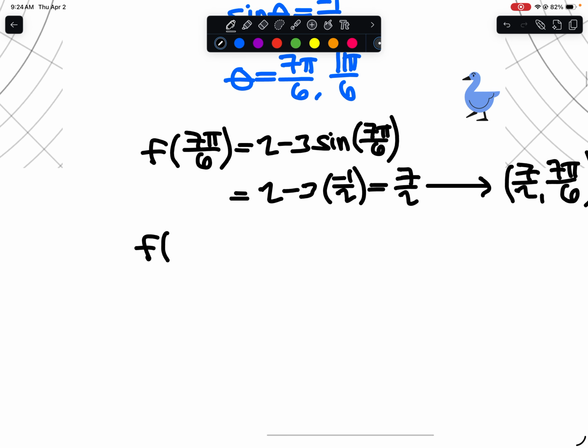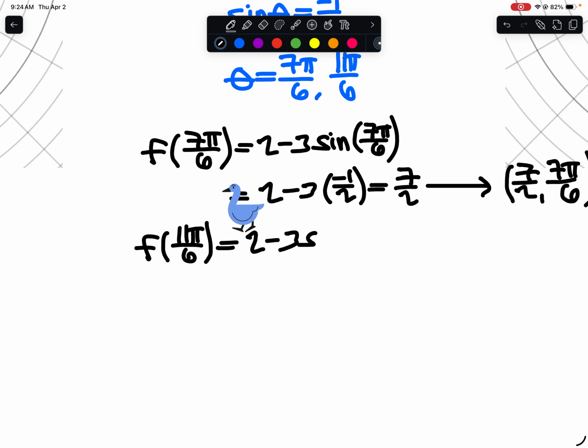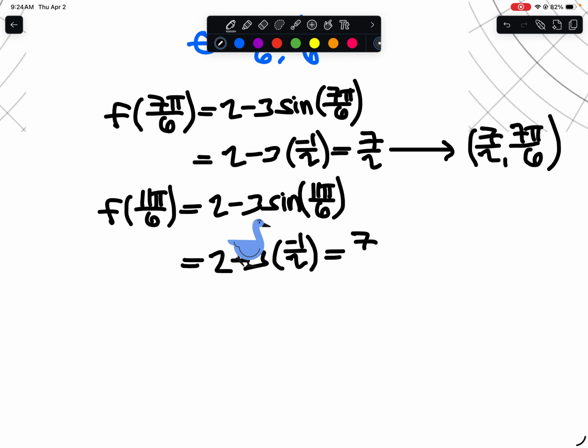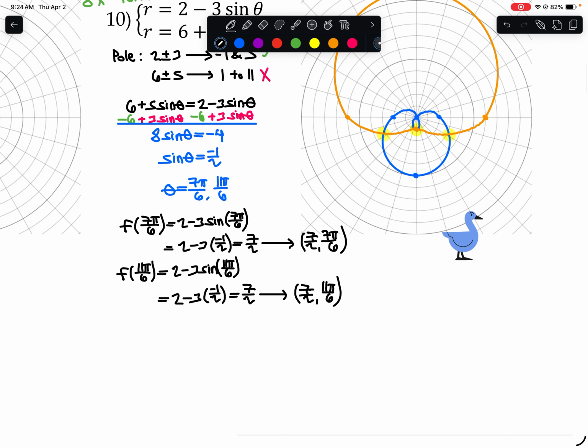But when I check it, 2 minus 3 sine 11 pi over 6, so 2 minus 3 times -1/2, which is also going to give you 7 halves. So just like I said, this is going to be 7 halves, comma, 11 pi over 6. Okay, so we have those 2 points.